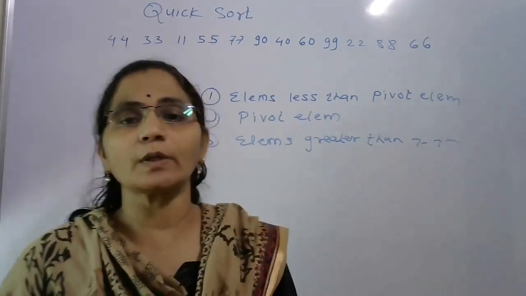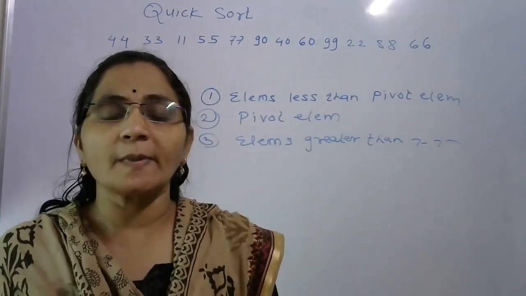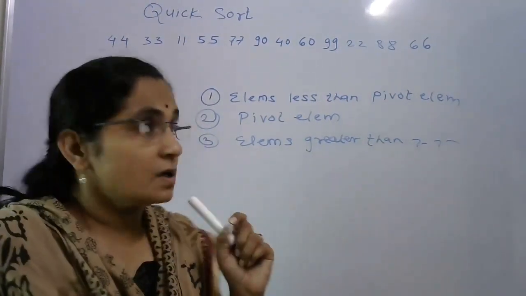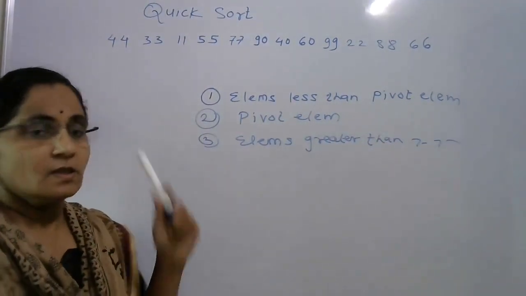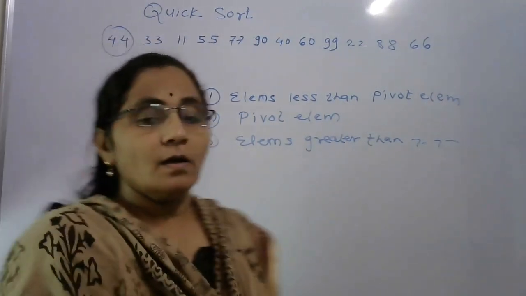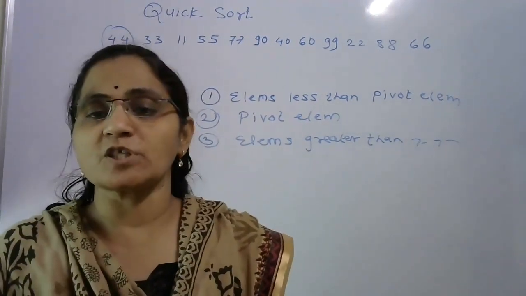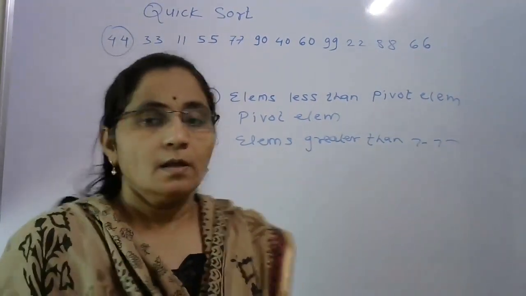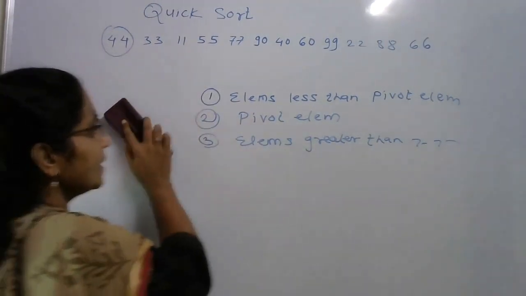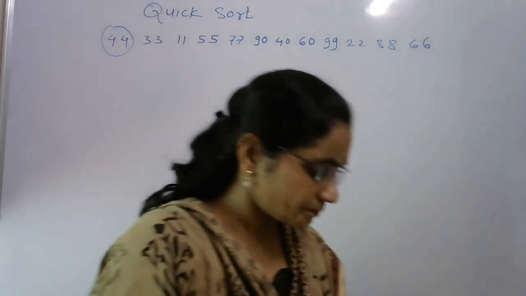What do you mean by the pivot element? Pivot element means the specified value, or the pivot element means you have to start from the first element. This first element, in the first pass, gets its final position in the list. So in this example, 44 is the pivot element, the first element.